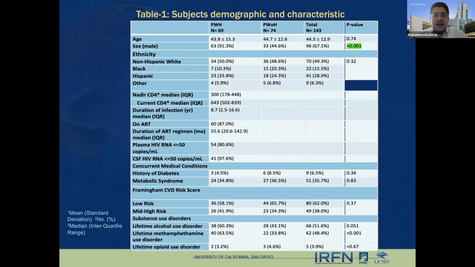As we observe in the table, the majority of our participants were middle-aged, and people with HIV had significantly more men than people without. More than 80% of people with HIV were virally suppressed and on antiretroviral therapy. The history of diabetes was pretty similar between people with HIV and people without. Also the frequency of metabolic syndrome was pretty similar between the two groups. But the frequency of lifetime methamphetamine use disorder was 2 times higher in people with HIV than people without.